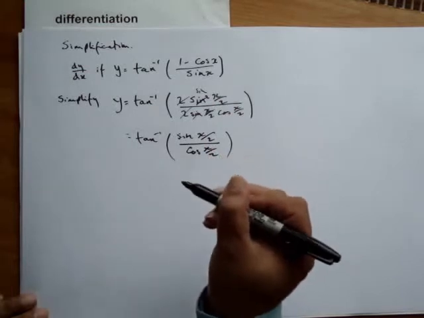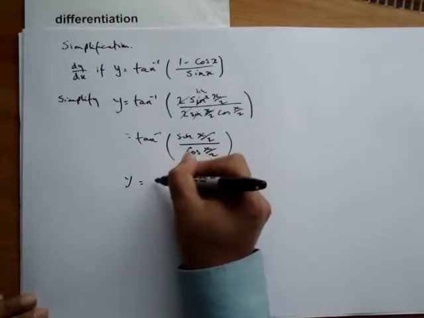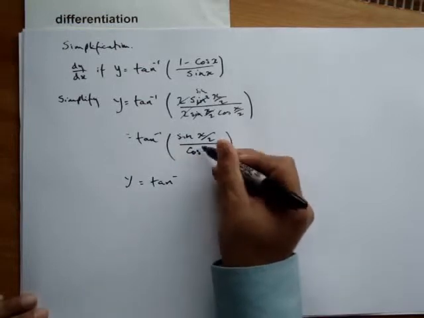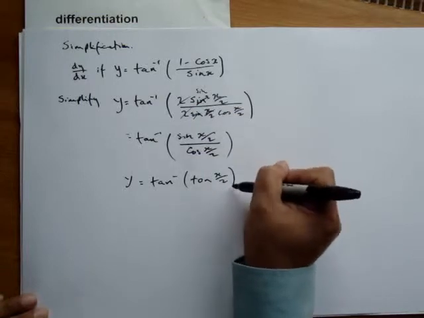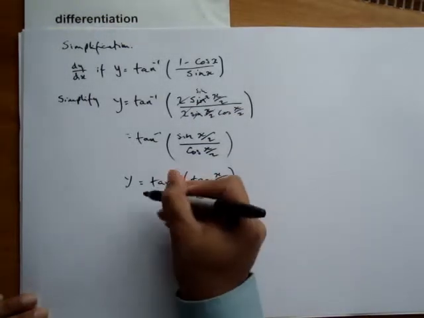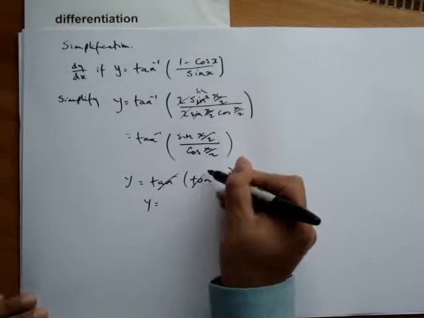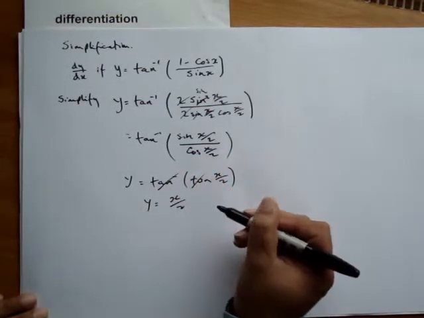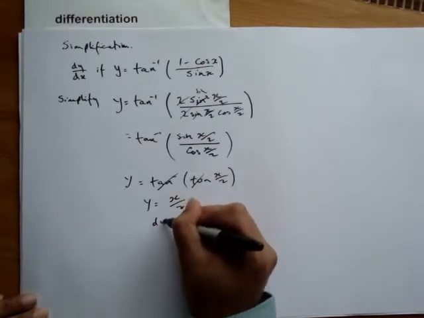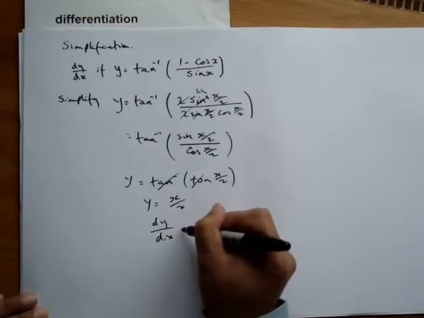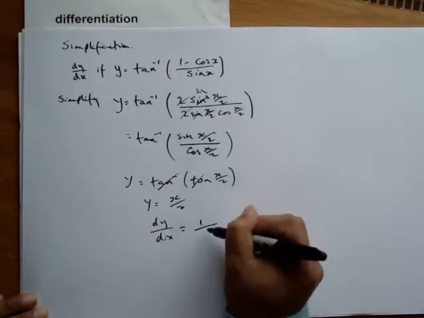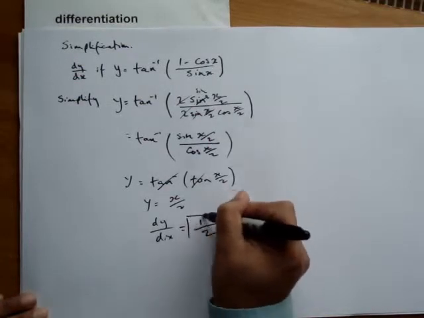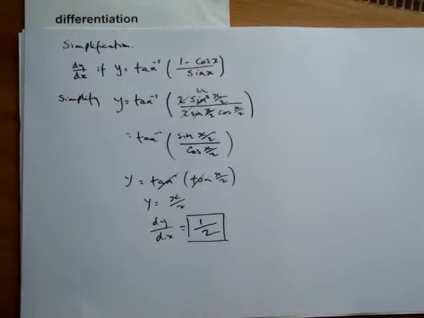Okay, now y equals inverse tan, sine over cos is tan x over 2, so y equals, these two cancel, x over 2, and when we differentiate that, dy by dx, x differentiates to 1 and the half remains, so the answer is a half, and that is the answer.